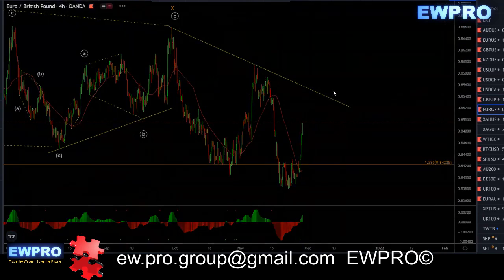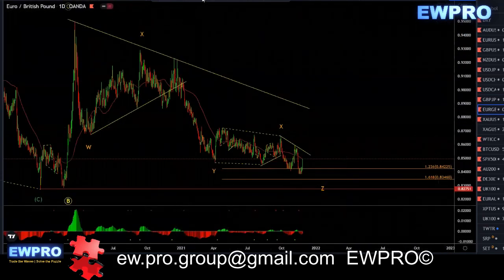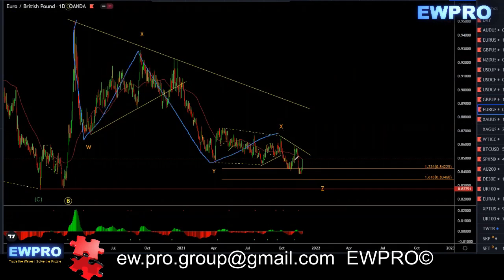EG on the daily. So we're looking at that WXY, X2, Z down. We got it down to that 123, the first target. It never got to the second target. We got a lot of bullish divergence. So like I've been saying for a long time, we're only looking for buys.